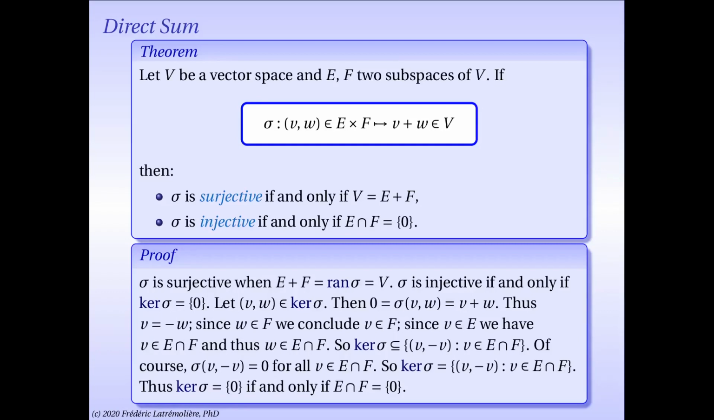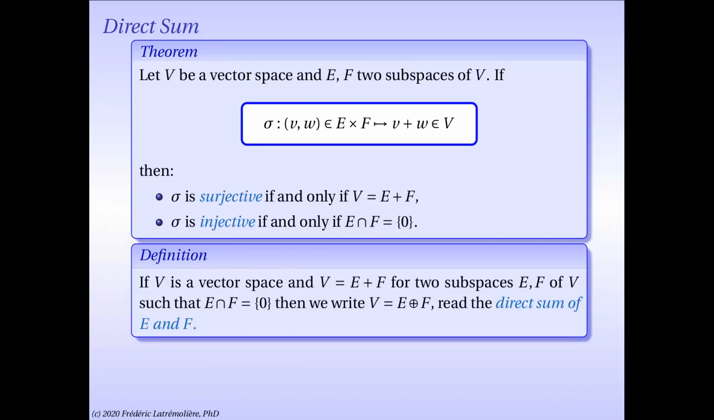So we've shown our two conditions, our two equivalences, and note that in particular, sigma is a linear isomorphism between our vector space and the product E times F if and only if it satisfies both these conditions. I'm going to give a name to that very important situation. If I have a vector space that I can write as the sum of two of its subspaces, but those two subspaces intersect only at the singleton 0, then I'm going to say that my vector space is the direct sum of those two subspaces.